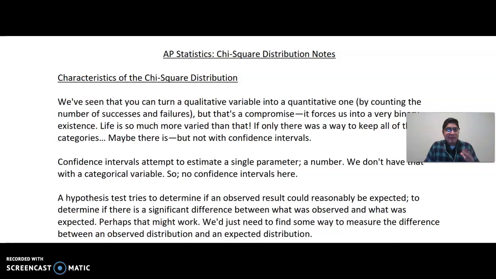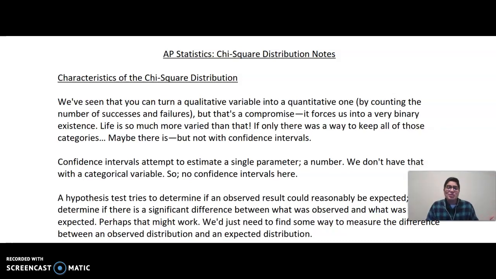All right, so we've seen that you can turn a qualitative variable into a quantitative variable by counting the number of successes and failures. However, this puts us into a compromise because it forces us into a very binary existence, and life is so much more than yes or no, success or failure. So if there was only a way to keep all of those categories, maybe there is, but not with confidence intervals.